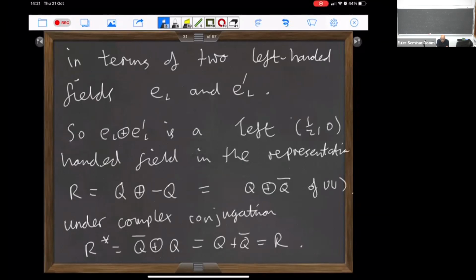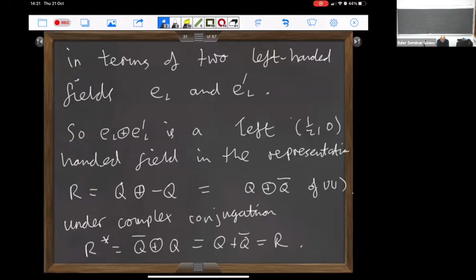And if we consider these two fields, E left plus E left prime, then that is actually a field in a real representation if the mass term is allowed. Because E left transforms with some charge Q, E left prime transforms in the representation Q bar or Q star, and the complex conjugate of that representation is Q bar plus Q, which is the same as Q plus Q bar. So this representation is real and the mass term is allowed.